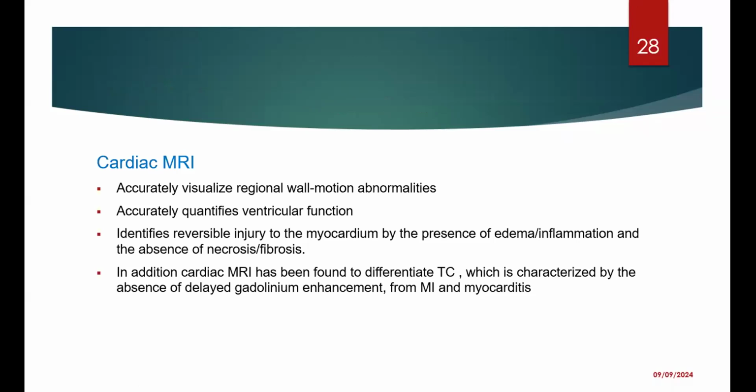Cardiac MRI can also facilitate the diagnosis of Takotsubo, and it accurately visualizes regional wall motion abnormalities. It's also good at quantifying LV function, and is able to identify reversible injury to the myocardium by the presence of edema, inflammation, and also the absence of necrosis or fibrosis. In addition, cardiac MRI has been found to differentiate Takotsubo, which is characterized by the absence of delayed gadolinium enhancement, from MI or myocarditis.